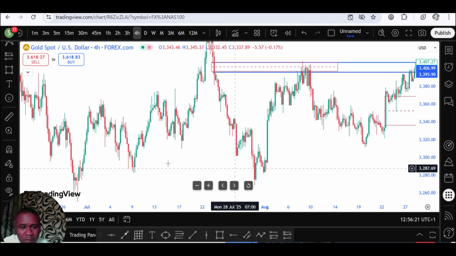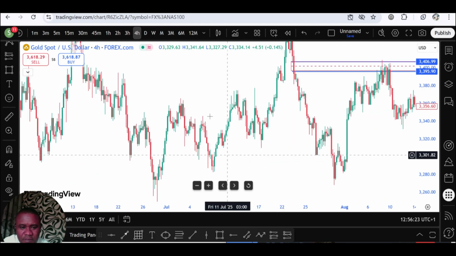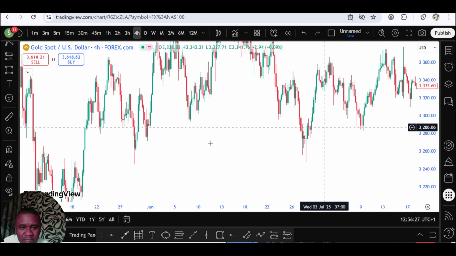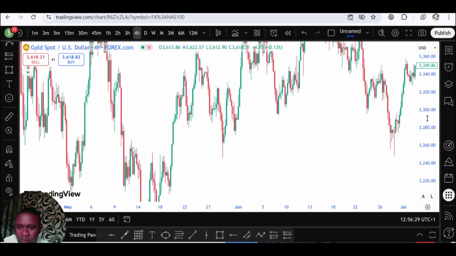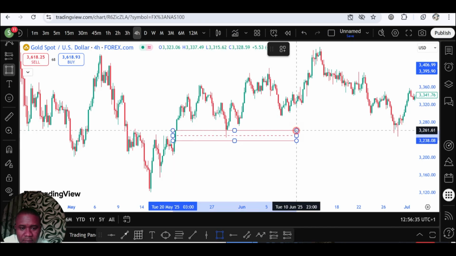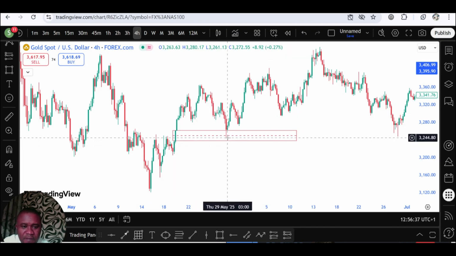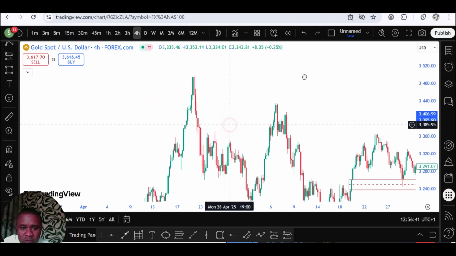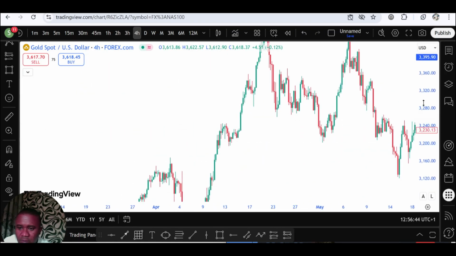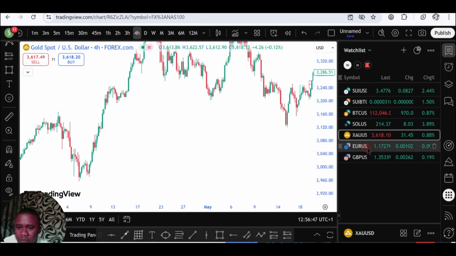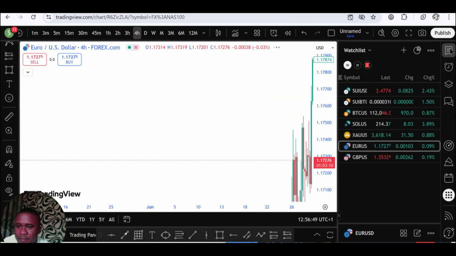Let me show you another one. You can find so many of it on your chart. You just have to backtest and find so many places where it happened on your chart. Look at this one again. The market returned to 50% of the fair value gap. Let me check another pair to show you that it happens everywhere.